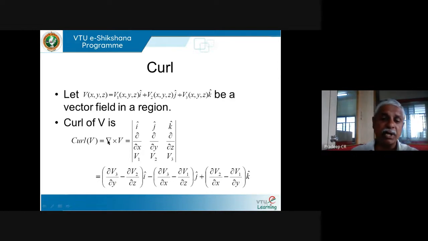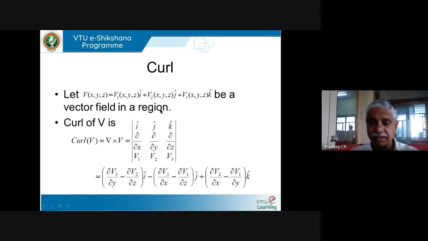I have written nabla, which I know is del by del x into I cap plus del by del y into J cap plus del by del z into K cap. So I'll write those coefficients of I cap, J cap, K cap. Similarly, I'll write the coefficients of the I component of V, which is V1, the J component is V2, and the K component is V3. I have written all of them.